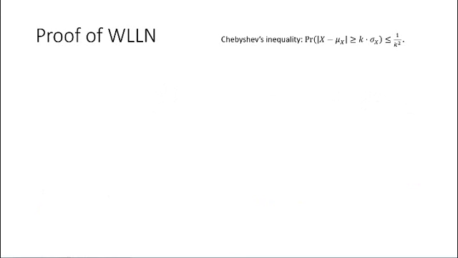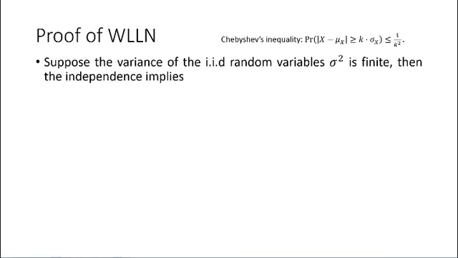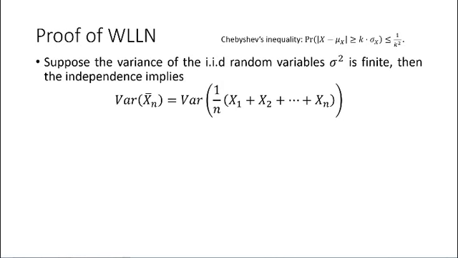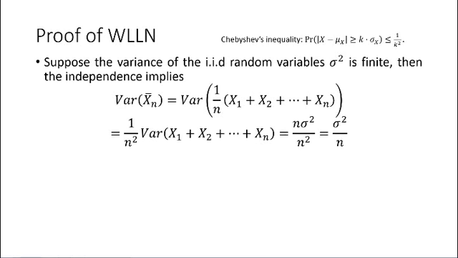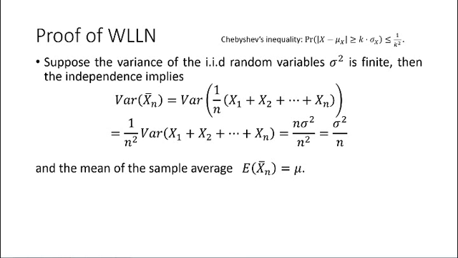Next, we provide a proof for the weak law of large numbers using the Chebyshev inequality. Suppose the finite variance of the IID random variables is sigma squared. Then we can get the variance of the sample average due to the mutual independence of the random variables and some knowledge from the last several lectures. The mean of the sample average equals the expected value, which is much easier to obtain.